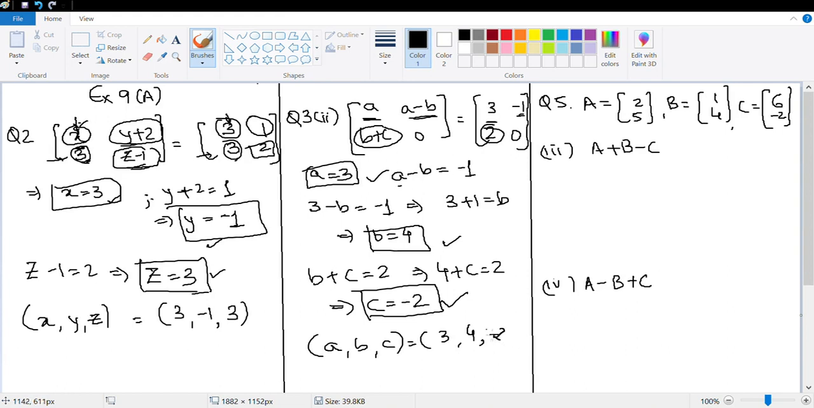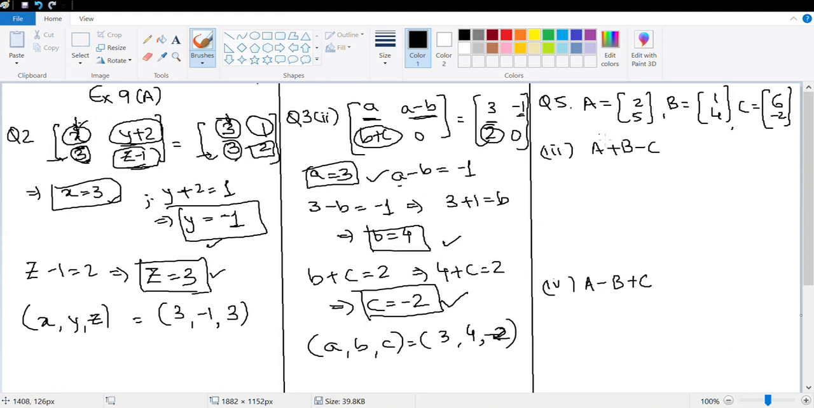Did I do it correct? 4 plus c is 2. So c is equal to 2 minus 4. Yeah, that's fine. -2. Perfect. Let's look at question number 5. Question 5 says a, b and c are given. I need to calculate a plus b minus c.